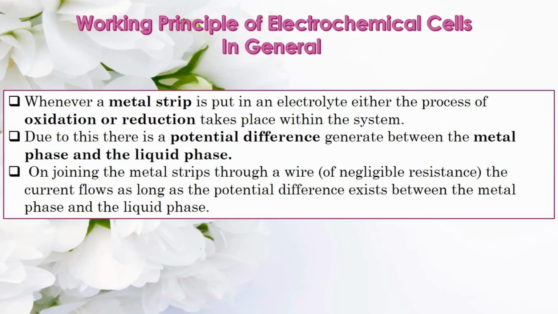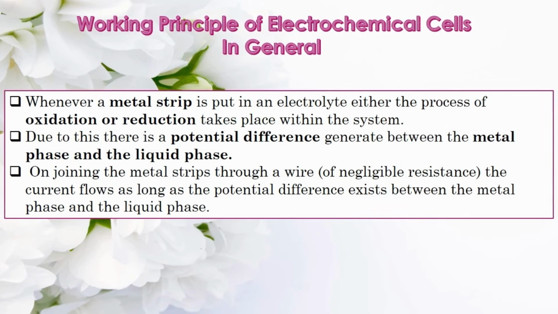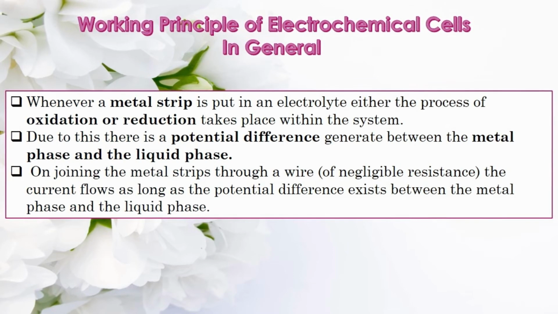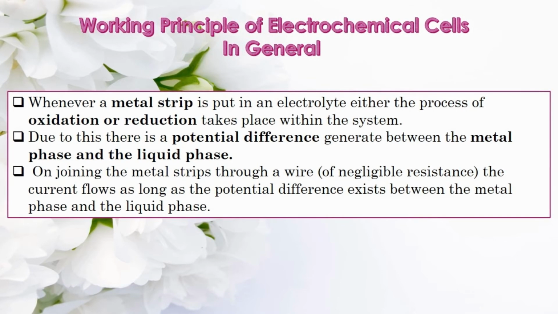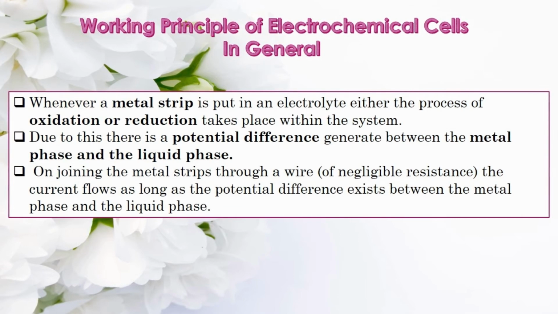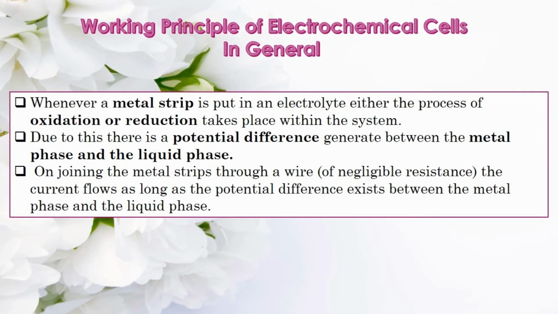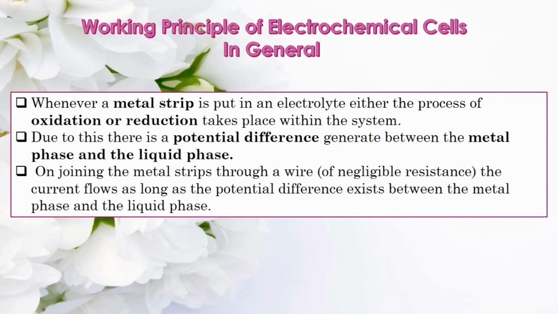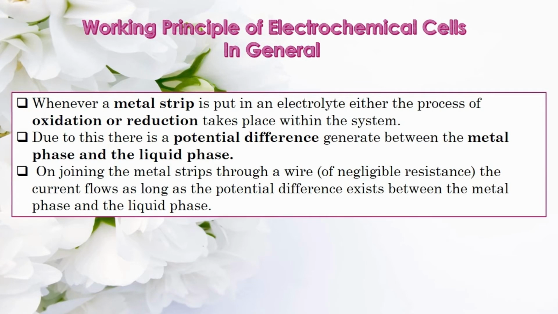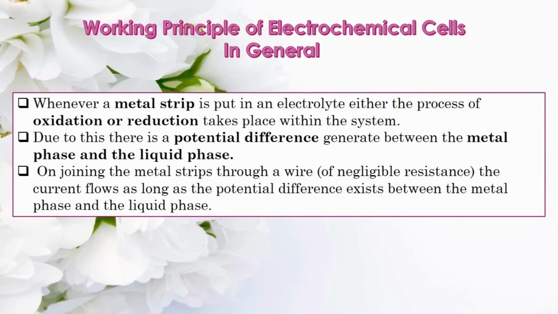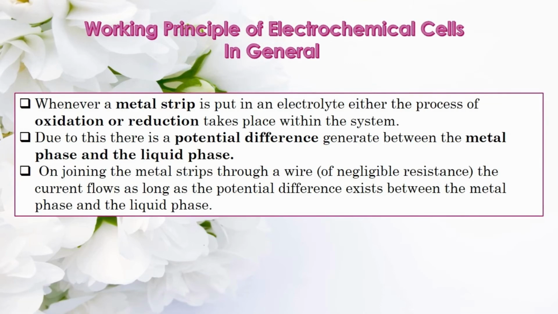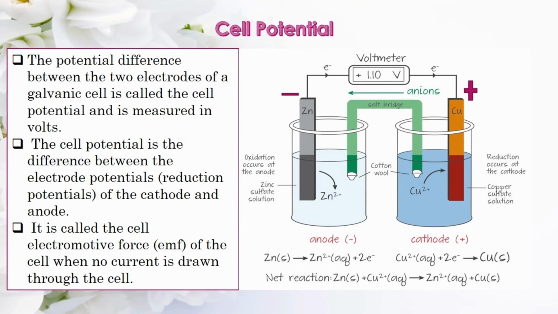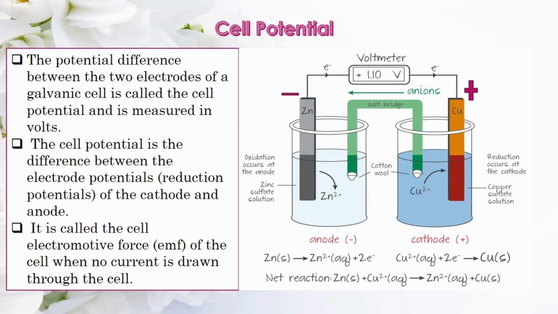And when you join those metal strips, the metal strips also will have different charges. So, there also you will have a potential difference created. As a result, when the metal electrodes are connected through a wire, the current will flow as long as the potential difference exists between the metal electrode and its solution. Now let's see what is cell potential or EMF of a cell.